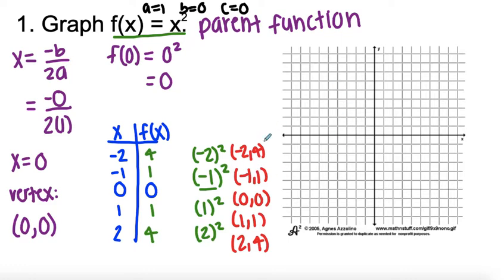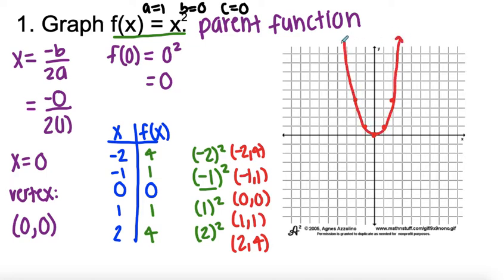So plotting those points, -2, well, let's start with our vertex. Vertex is 0, 0. Then I have up 1, or cross 1, up 1. And then 2, 4. And then I'm also going to plug in those other points. So I have -1, 1, and then -2, 4.